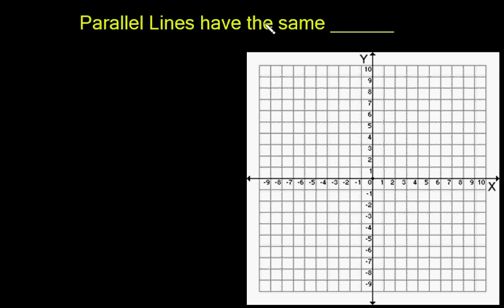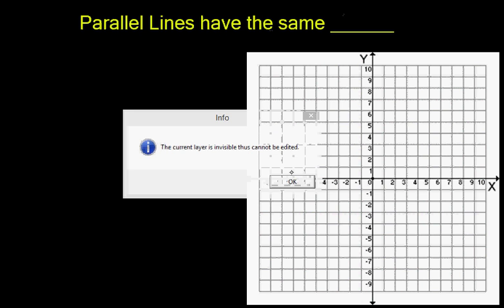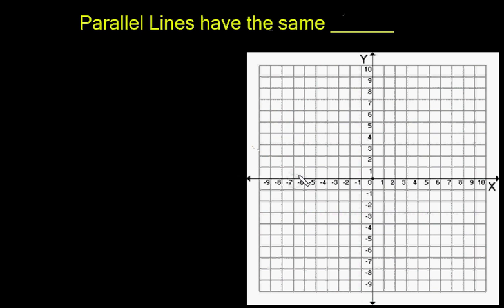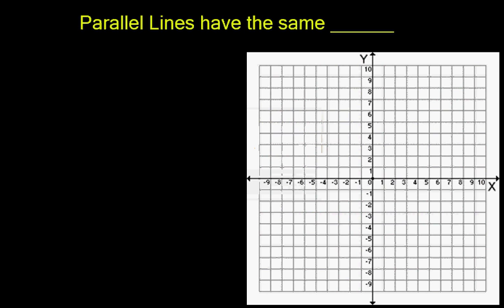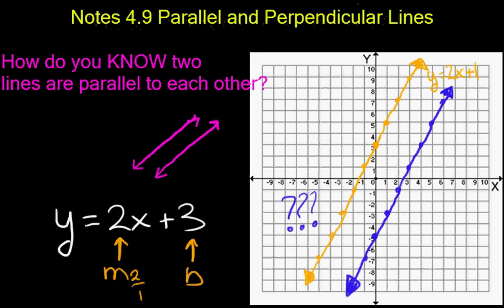So two parallel lines, they will always have the same slope. If I go back to that original one, this blue line here, it's going to have the same slope, up 2 over 1.